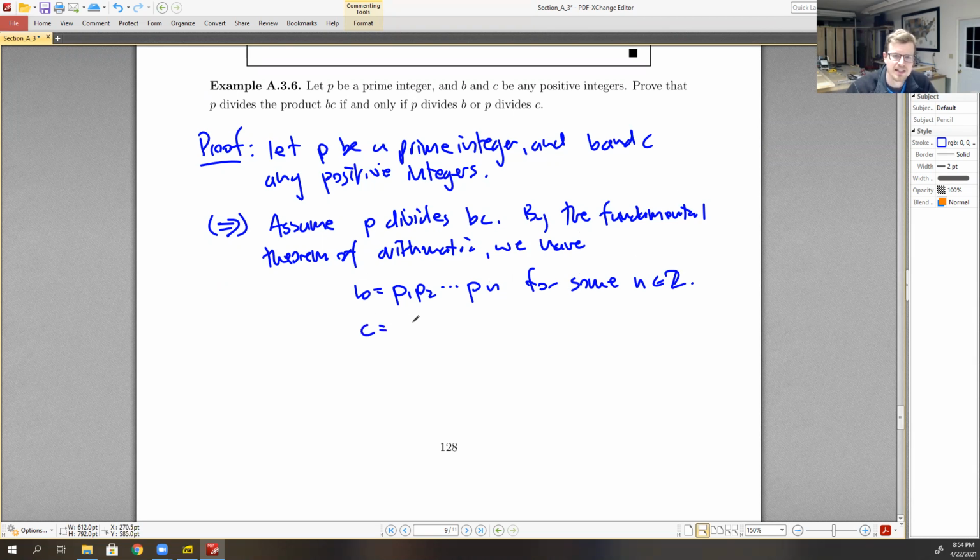And we can write C as Q1 times Q2 all the way up to Q. Now we don't know how many there are here, and certainly there may not be the same number of primes, so we'll use a different letter for all the way up to Qm for some m that is an integer, where, right, we want it to be products of primes, so where Pi and Qi are primes.